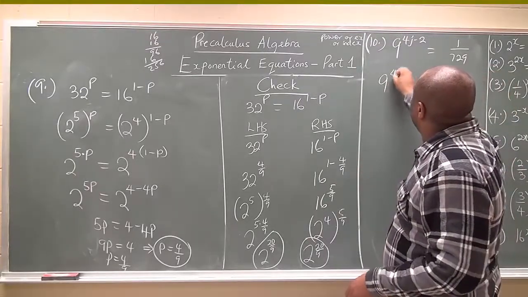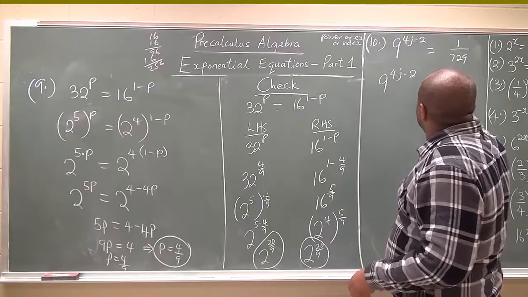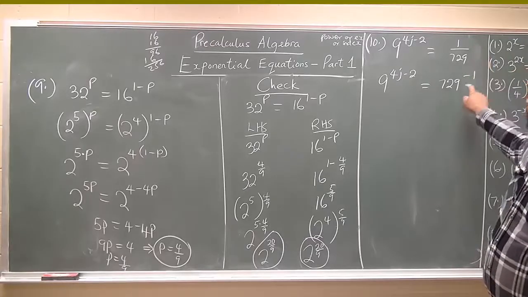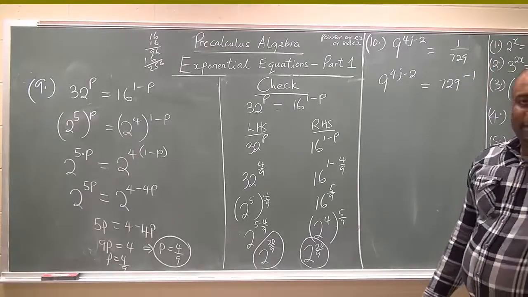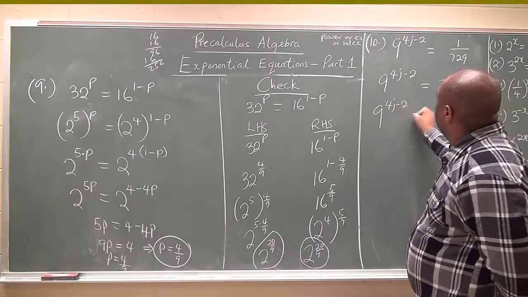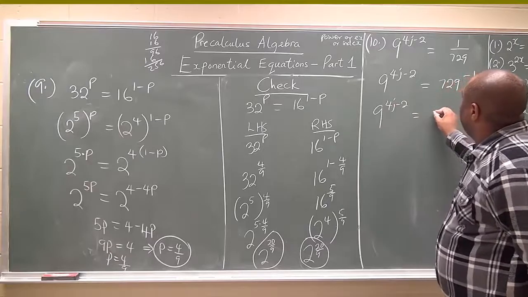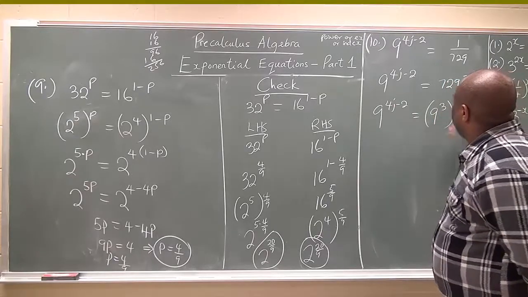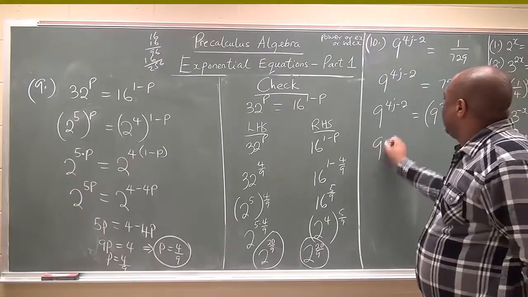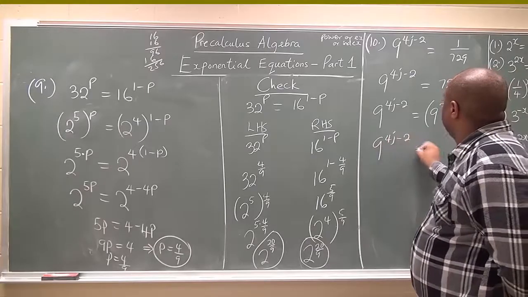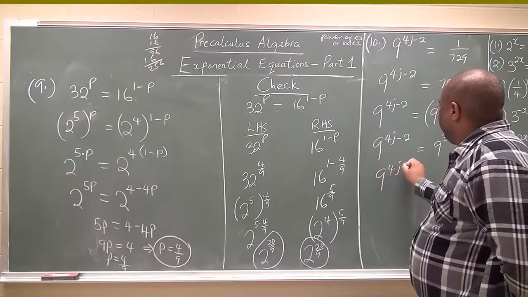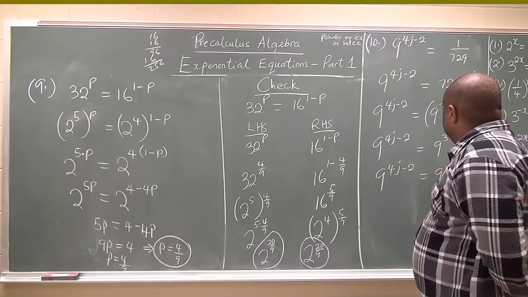We make 9 exponent 4j minus 2 equal to 729 raised to the power of negative 1. Remember negative exponents, I did that in previous videos. So this will be 9 exponent 4j minus 2 equal to, 729 is what? 9 cubed, all raised to negative 1. So this is 9 exponent 4j minus 2 equal to 9 exponent 3 times negative 1. So 9 exponent 4j minus 2 equal to 9 exponent negative 3.